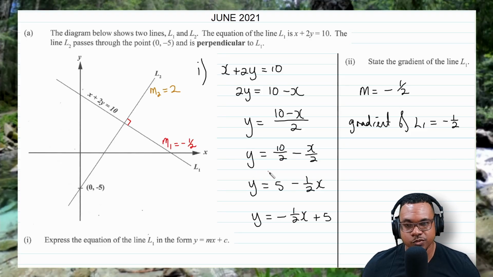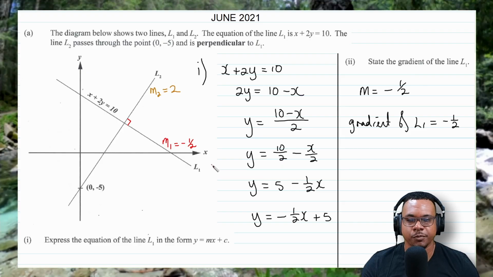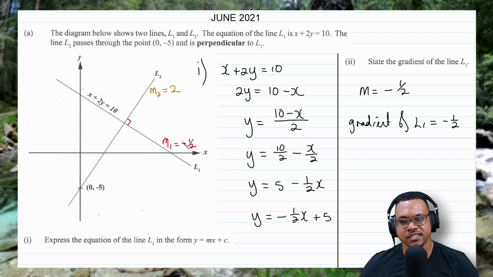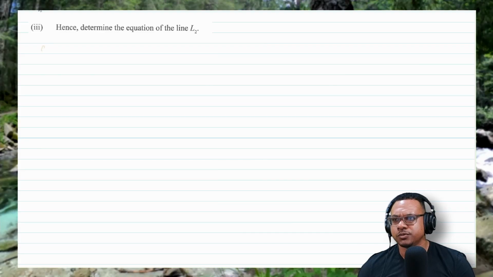And the easier way to do it is simply saying, okay, once you know the gradient of one line, just take the negative reciprocal of it. Flip and change the sign. All right, so you flip a half and get 2, change the sign from negative to positive. And that's your perpendicular gradient. So I'm going to come here and put the gradient of line 2 is equal to positive 2. All right, so therefore, I'm going to put m is equal to 2.